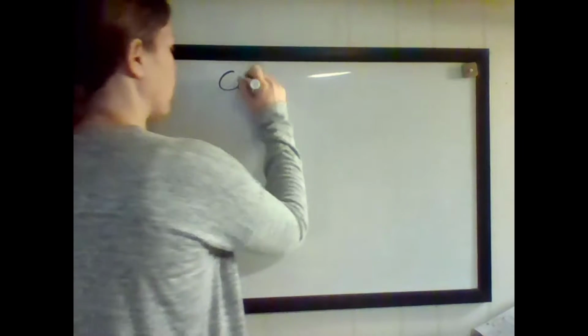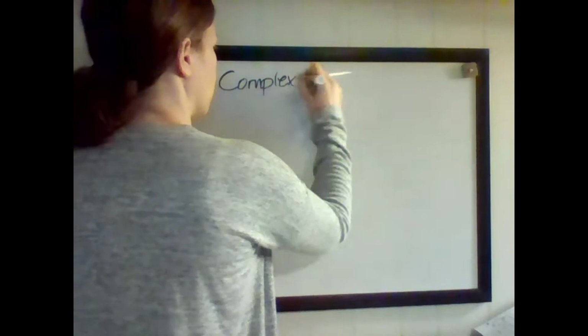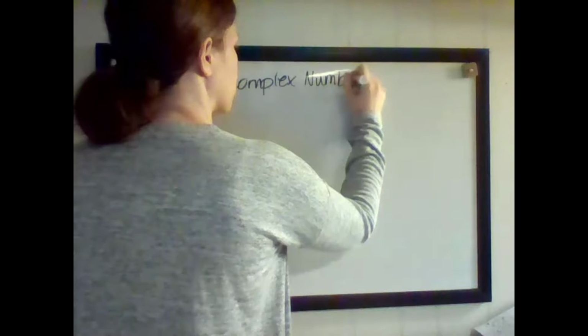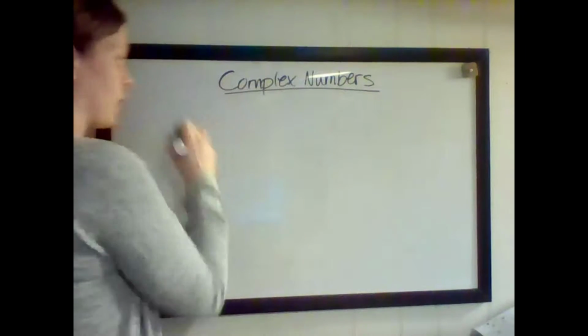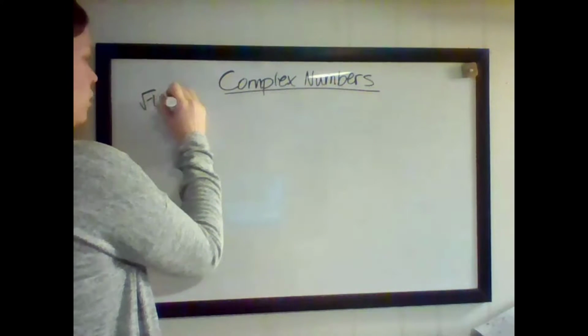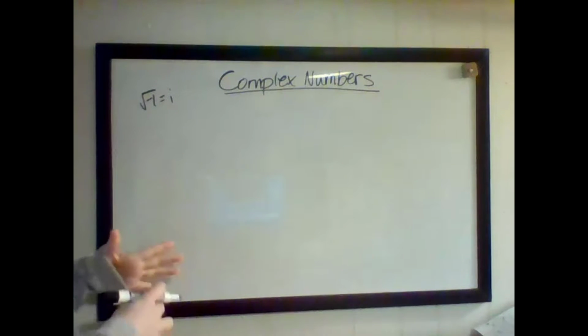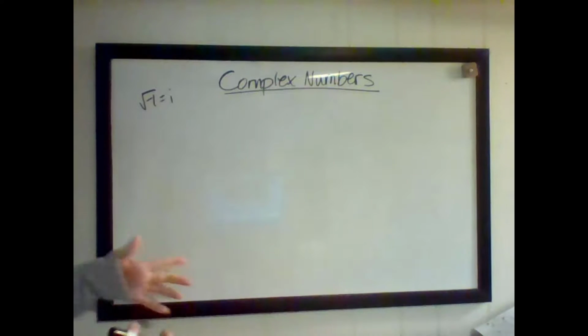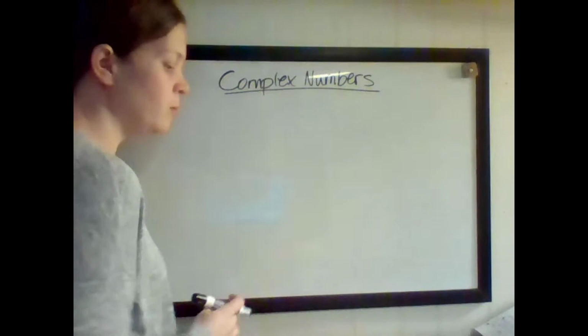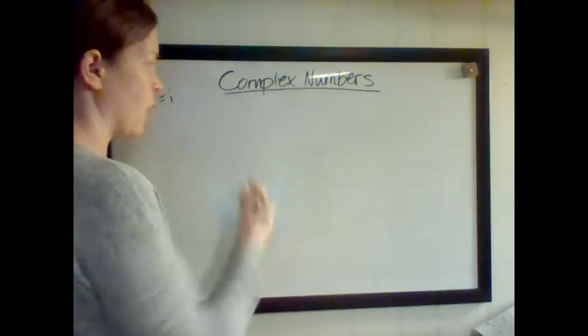So let's define what a complex number is. Complex numbers involve i, where the square root of -1 is i. So we're dealing with square roots of -1, and you should be kind of familiar with how to work with those. Now let's talk about how to work with a complex number.